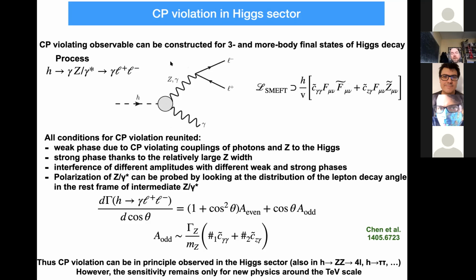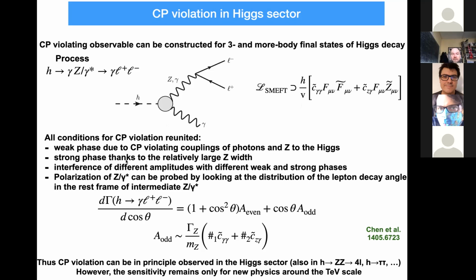And you can see that all conditions for CP violation are actually united in this diagram, because you have a weak phase due to this CP violating interaction. And more importantly, you also have a strong phase. The strong phase comes from the width of the Z. Z boson has a quite large width compared to other fundamental particles. Its width is of the order of 1% of its mass. So this is something that you can use here.